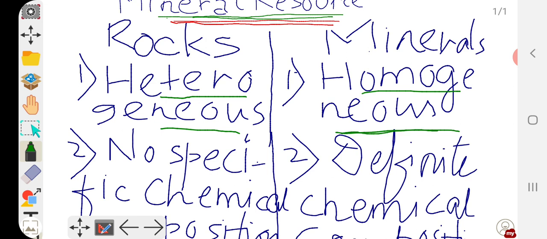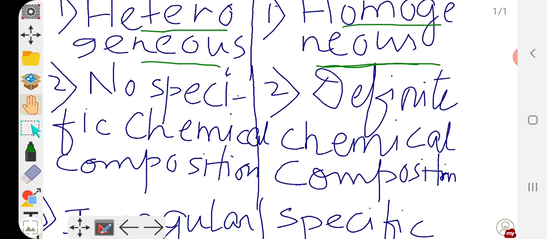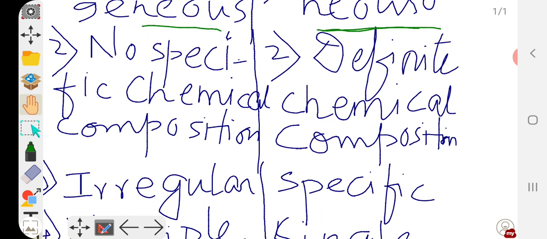So rocks are multiple, having lots of variety, and minerals are unique, single, with a composition of one single element, and we term it a homogeneous mineral. Now rocks do not have any definite chemical composition, but minerals have a definite chemical composition.